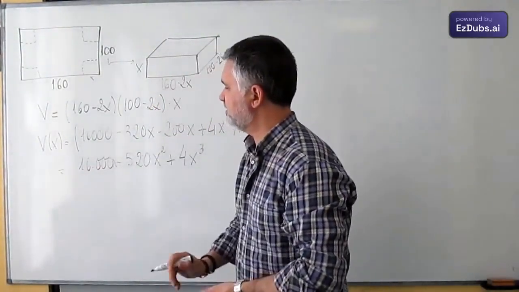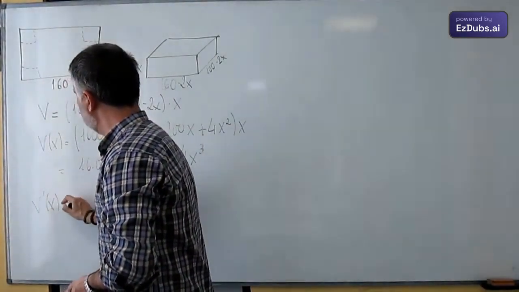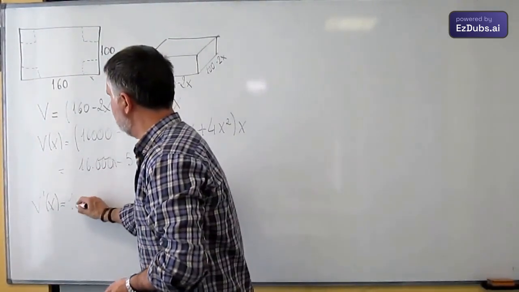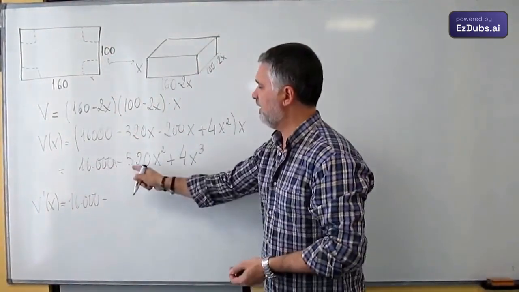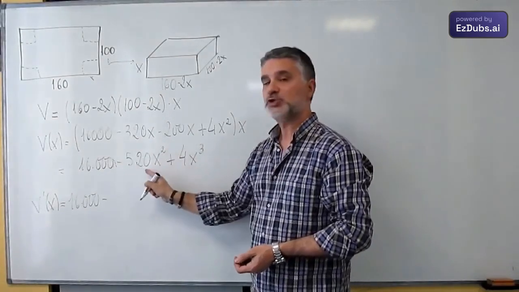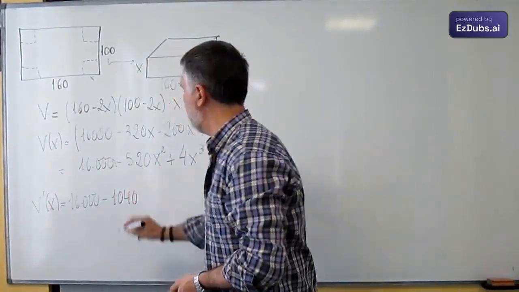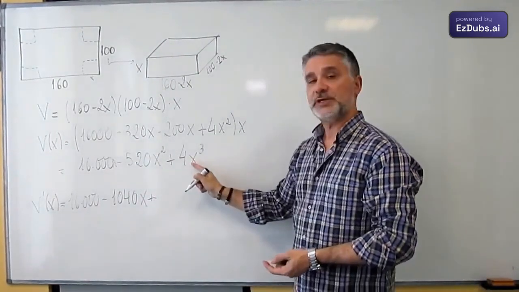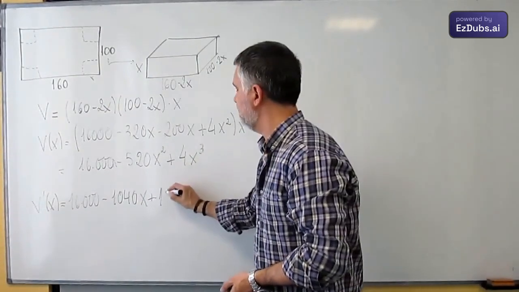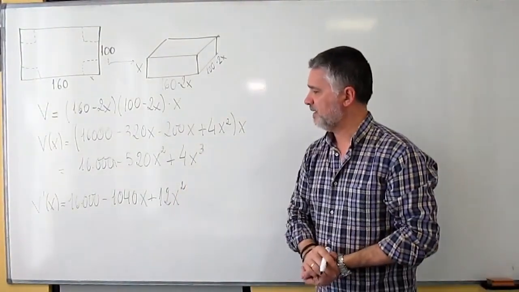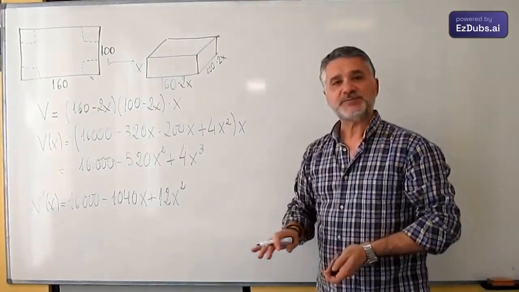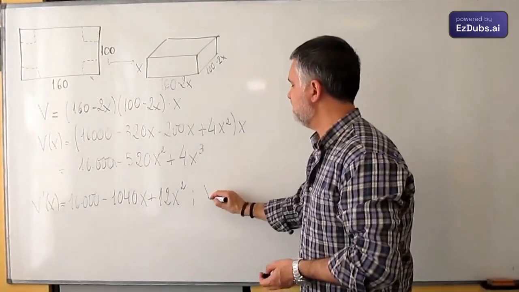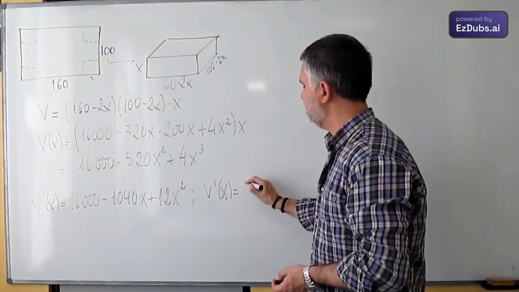Once I have that expression I derive with respect to x. As it is a polynomial we directly derive: the derivative of 16,000x would be 16,000, minus the derivative of 520 times x squared, which would be the exponent 2 times 520, that is 1040, times the base raised to 1, which is x, plus the derivative of 4 times x cubed, which would be the exponent 3 times 4, 12, and x squared. So we have the expression for the first derivative, and now we have to set it equal to 0 to calculate the maximums and minimums. V'(x) equal to 0.